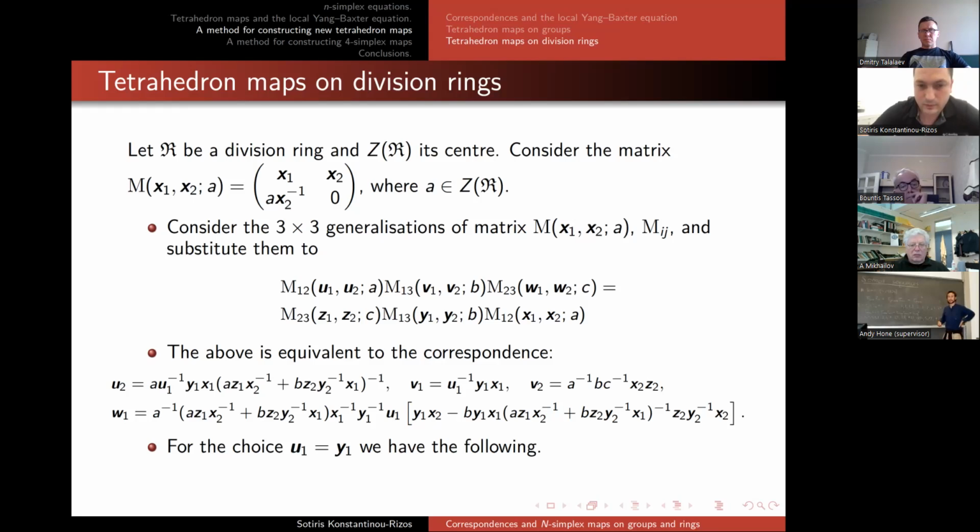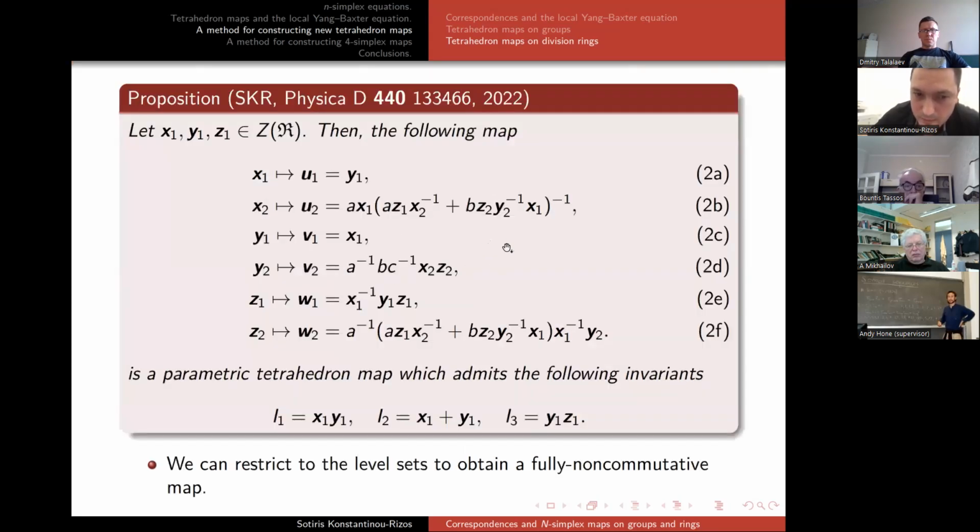It turns out that if we fix U1 to be Y1, then we obtain this map. You can prove that this is a parametric tetrahedron map. You see it has parameters A, B, and C, and it has the following invariants.